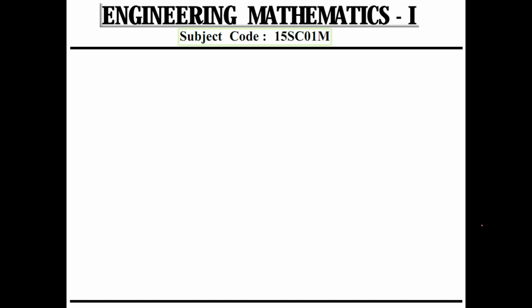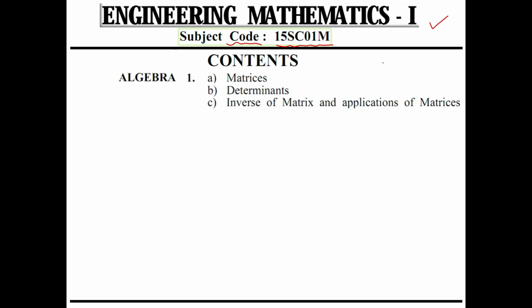Let us know the chapters in the subject of Engineering Mathematics Part 1, subject code 15SC01M. In algebra, the first chapter, we have matrices, determinants, inverse of matrix and applications of matrices. Second chapter is vectors. Third chapter contains probability and logarithm.